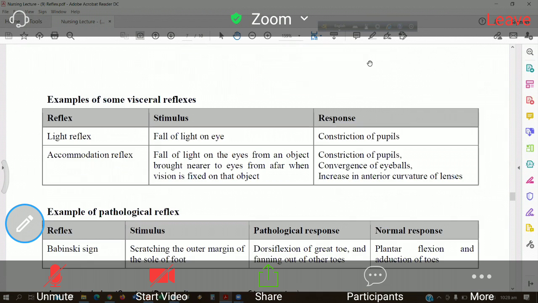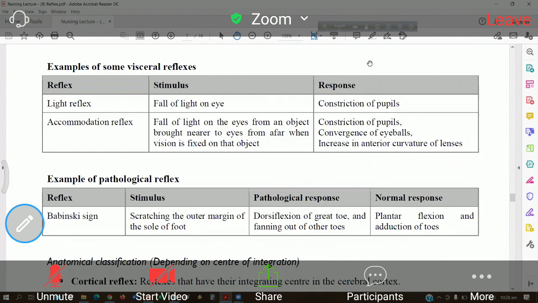Then we have visceral reflexes. The visceral reflexes are those where the receptors are located in the visceral organs, the internal organs of the body. There are many visceral reflexes. Light reflex is a visceral reflex, accommodation reflex is a visceral reflex. Nutrition reflex is a visceral reflex. Defecation reflex is a visceral reflex. Gastrocolic reflex or colono-ileal reflex. Ileocolic reflex. All these reflexes are visceral reflexes.